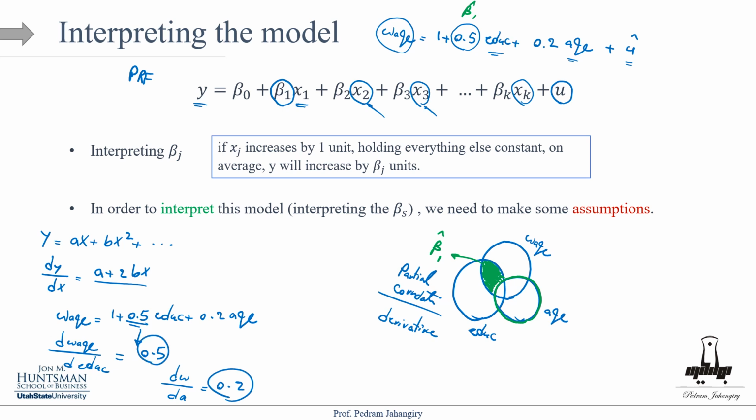Then I can interpret them. I can say if age increased by 1 unit, holding everything else constant, the wage is going to increase by 20 cents per hour on average. And the beauty of interpreting these things as partial derivatives is that no matter how complex your model is, you can still interpret that. So let me give you one quick example.